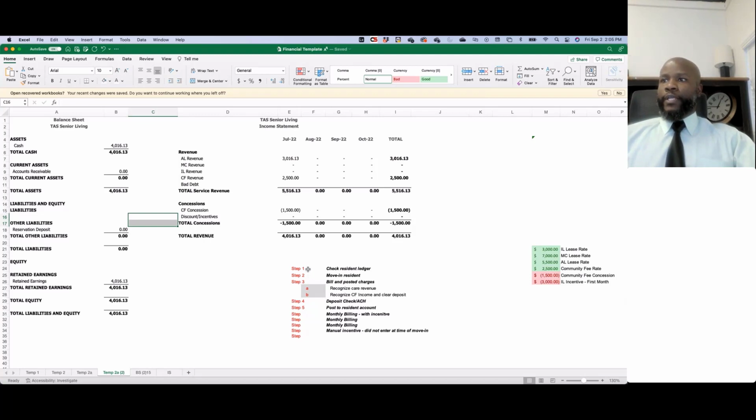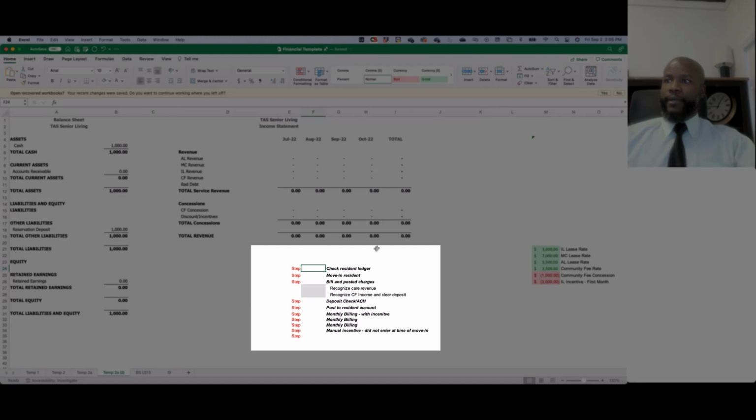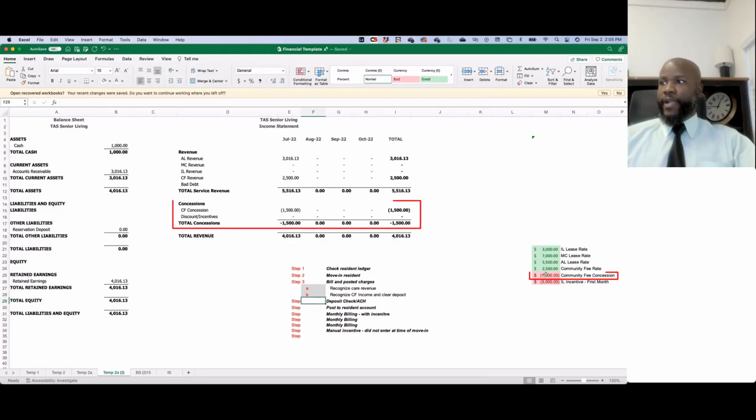Okay, so let's walk through this once again: checking a resident ledger, moving in, getting the billing in. We're going to post charges, so we take it from the beginning, recognizing the revenue for that first month and then recognizing the community fee, and in this case there was a concession. We can play with this because no matter what the concession is, our example is going to account for it. So if we did give a full community fee concession, that would be recognized here.